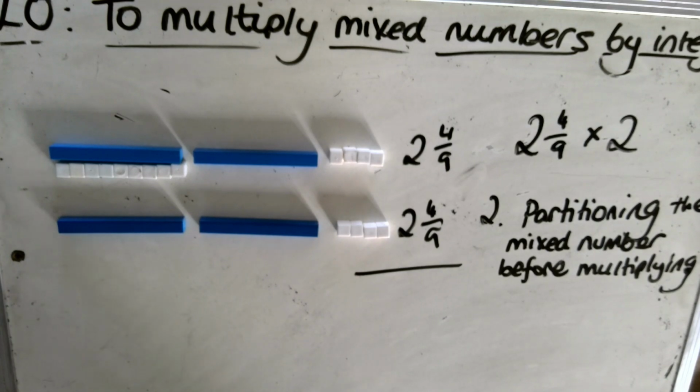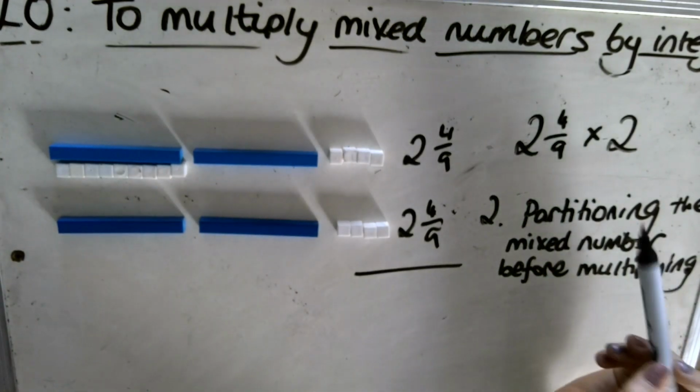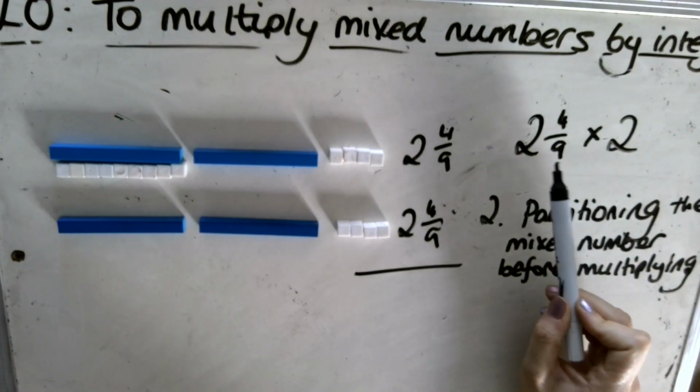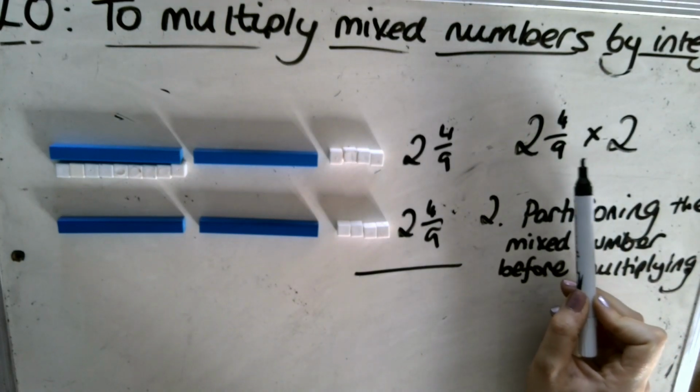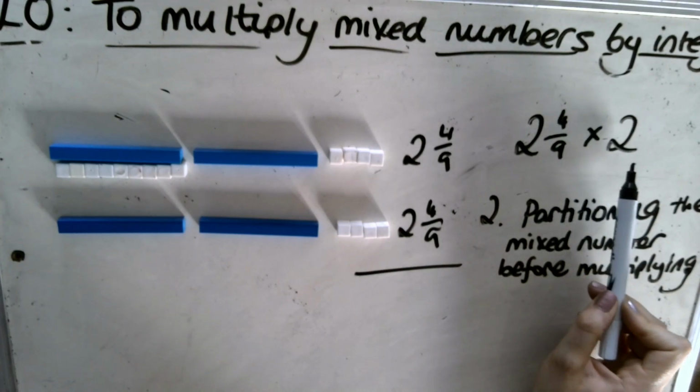So method 2 is partitioning the mixed number before multiplying to get your answer. Now that sounds really tricky, but actually it's really similar to method 1, which we just did, which was repeating addition. So let me show you how I would use this method to solve this question here. This question is 2 and 4/9 multiplied by 2, so we're doubling.